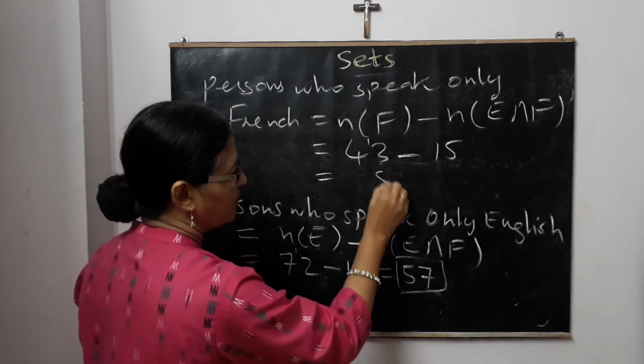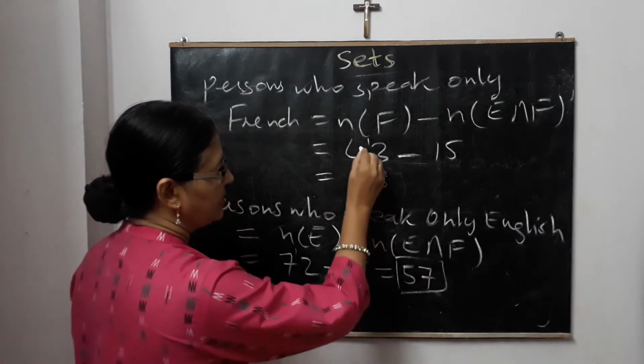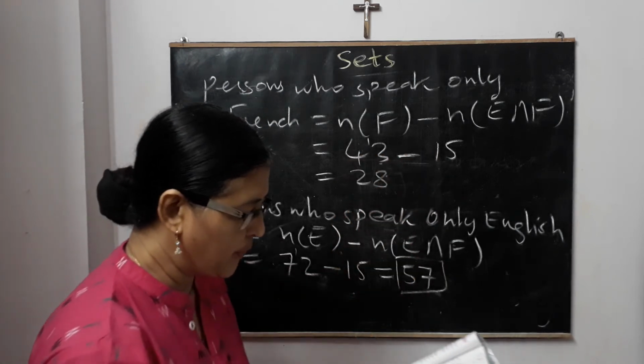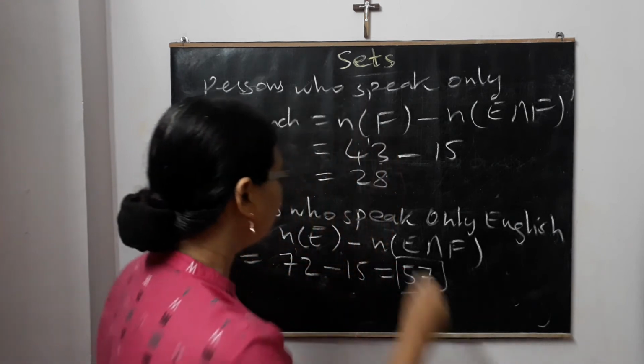43 minus 15, what will you get? That is 28. So you have got 28. 28 will be the number of people speaking only French.